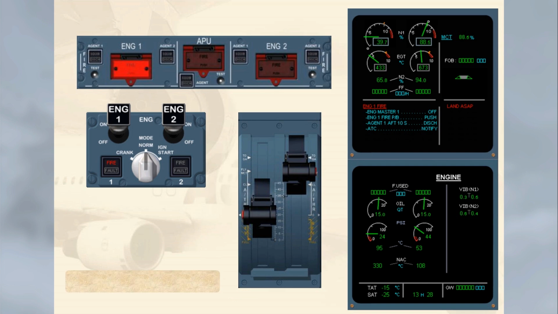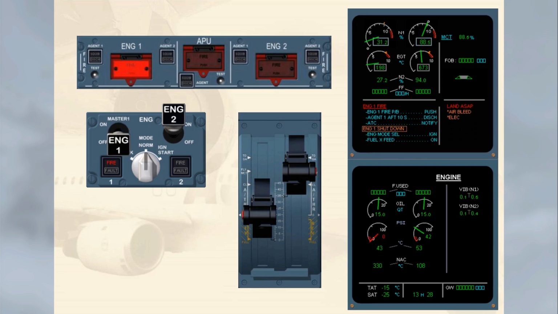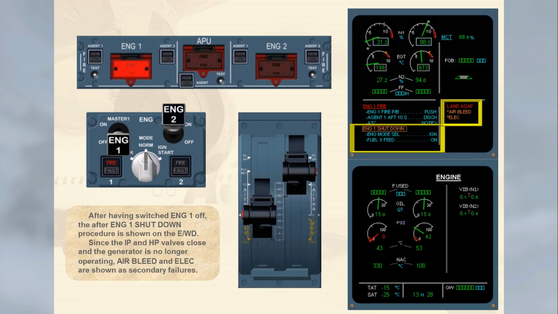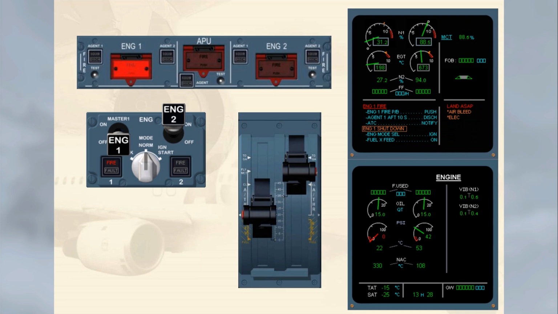Continue ECAM action. After having switched Engine 1 off, the After Engine 1 shutdown procedure is shown on the engine warning display. Since the IP and HP valves close and the generator is no longer operating, air bleed and electrical are shown as secondary failures. After the engine has been switched off, you can now go ahead and take care of the fire itself.